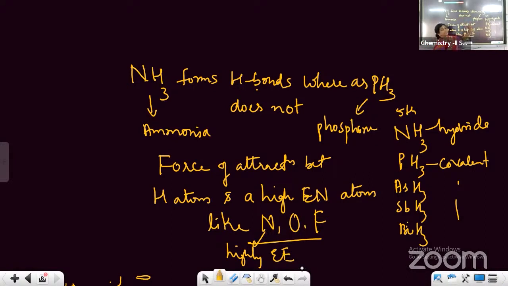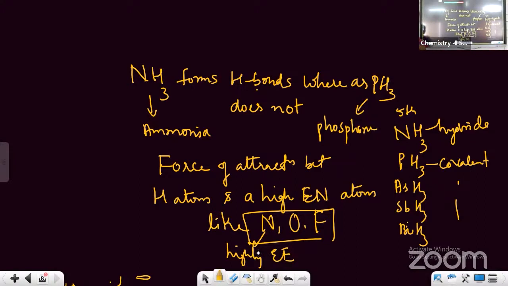Ammonia and phosphine are hydrides of the 15th group. What are hydrides? Element plus hydrogen: compounds of an element of any group with hydrogen are called hydrides. Ammonia forms hydrogen bonds due to its high electronegativity, whereas phosphine does not because its electronegativity is less compared to nitrogen. The electronegative atoms are nitrogen, oxygen and chlorine. These are the 3 highly electronegative atoms with which hydrogen forms hydrogen bonds. If you want, you can write this down. Otherwise, we'll go to the next question.